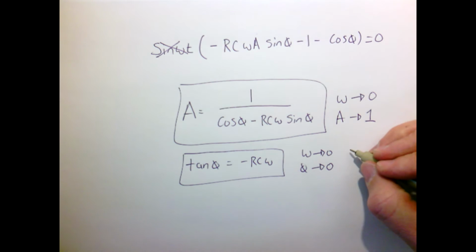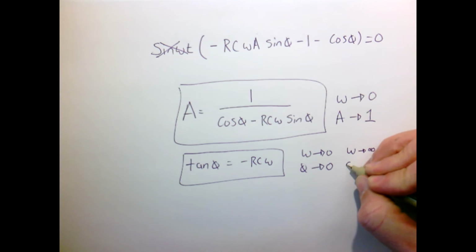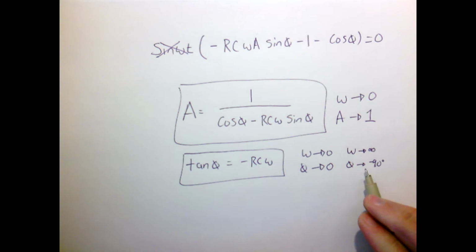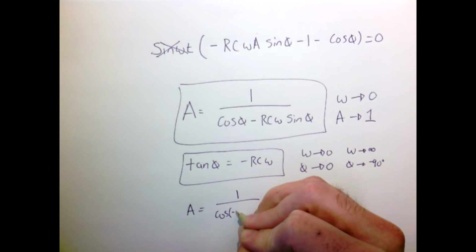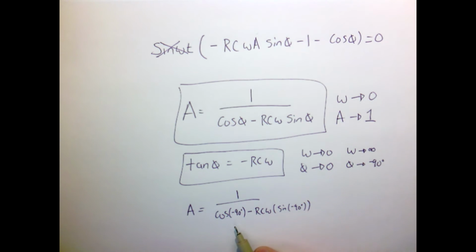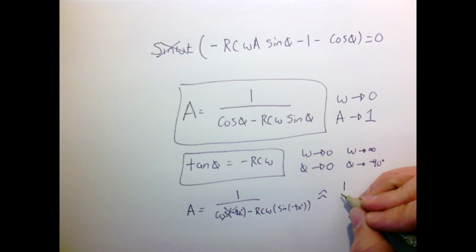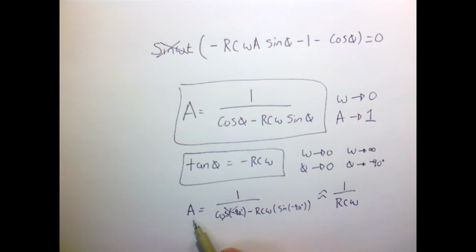The other limit of high frequency is maybe a little harder to see, but remember, at high frequencies, my phase goes to minus 90 degrees. So let's look at the high frequency limit in terms of A. The cosine of minus 90 degrees is equal to zero, so that term goes away. And the sine of minus 90 degrees approaches minus one. So in the high frequency limit, the amplitude A of the output relative to the input goes as RC omega. So as the frequency goes high, this number gets smaller and smaller, and the amplitude of the output gets smaller and smaller.